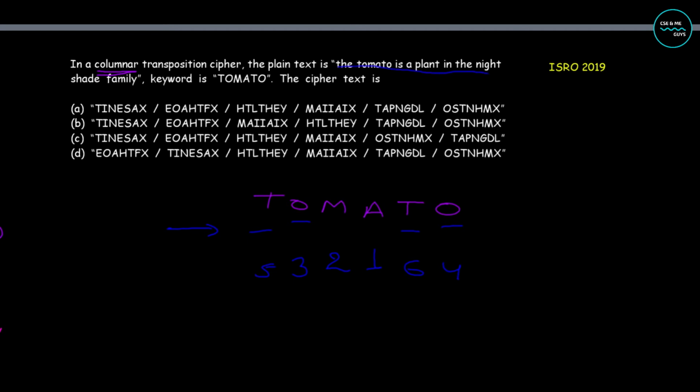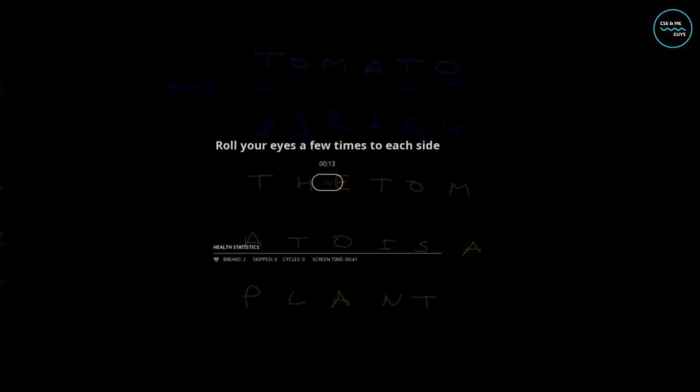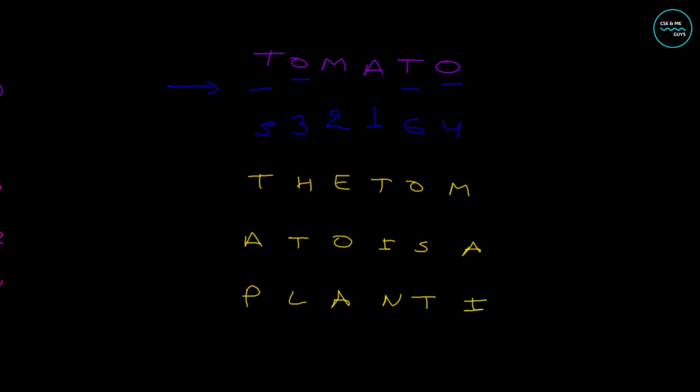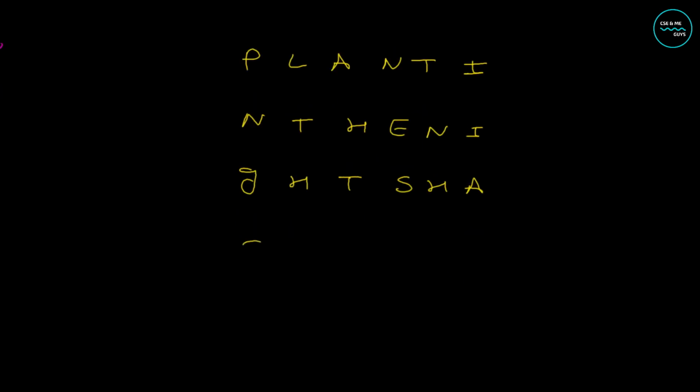Now the keyword. Tomato is a plant in the nightshade family. I'll just write it here. Let me just color here. The tomato is a plant, in the nightshade family.